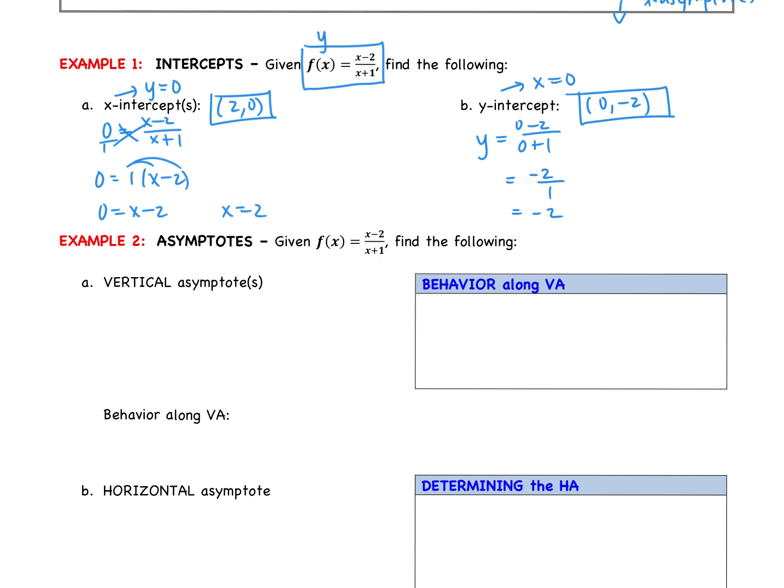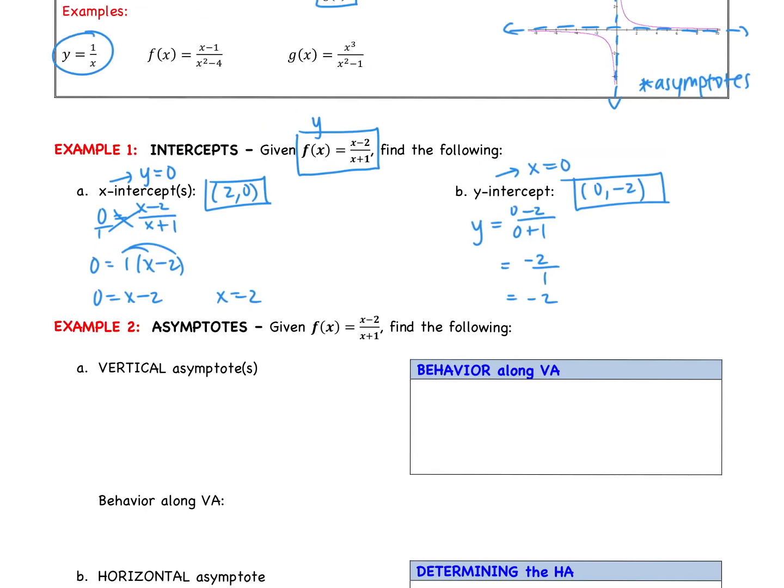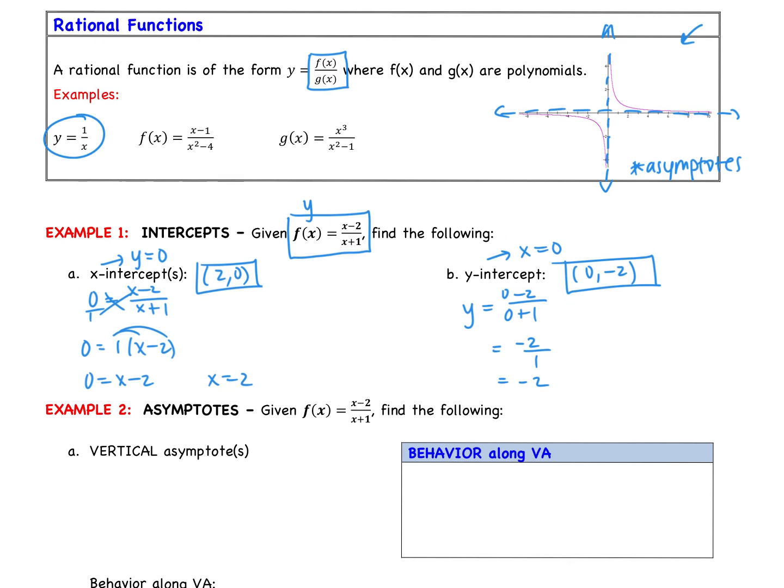I want us to note, though, you're not always going to have intercepts. So if we look at the example that we looked at in the beginning, you'll see there's no x or y-intercept. The graph never crosses the x-axis, it never crosses the y-axis. And that's because we have those asymptotes there. So just know that. There's no fast, hard rule.